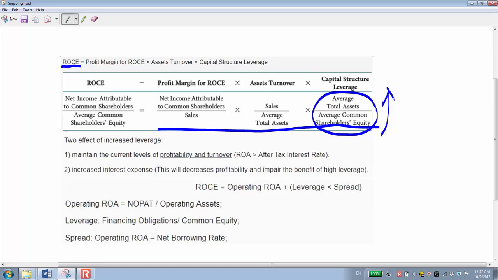But it's conditional, right? Common shareholders are only better off from debt financing when the return on assets is greater than the after-tax cost of debt. That means the company can create more profits than the cost of the capital. Then the shareholders' wealth increases.